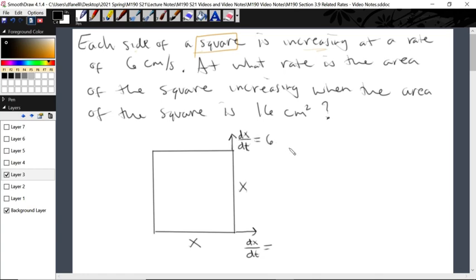Okay, this is equal to 6, right? Centimeters per second. So the units for x are centimeters. The units for t, well, those would be seconds, right?